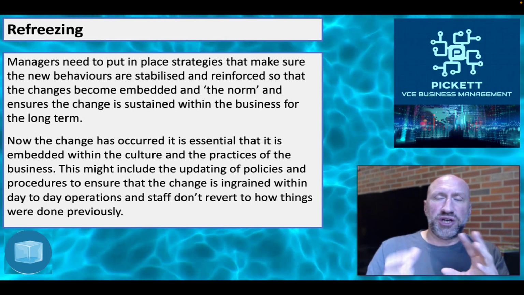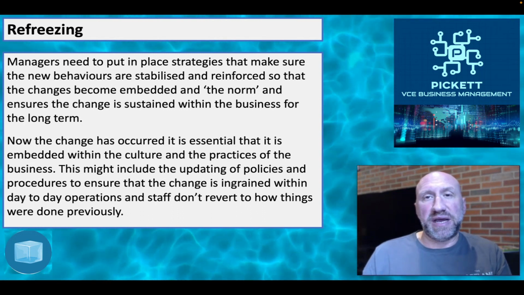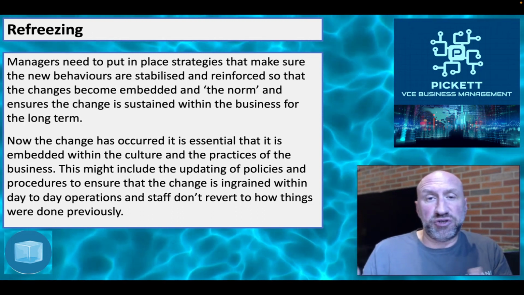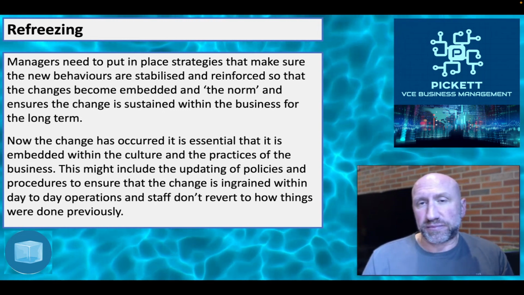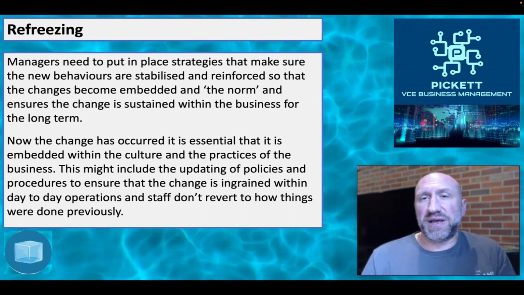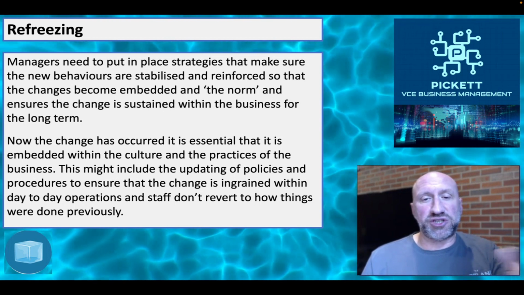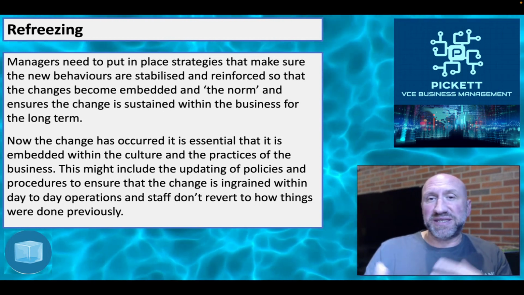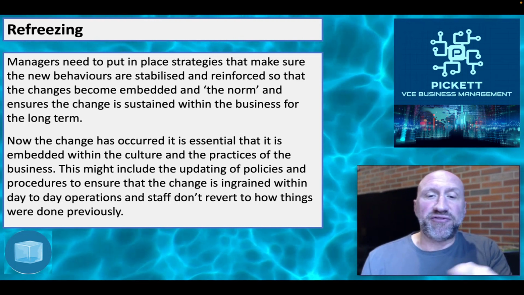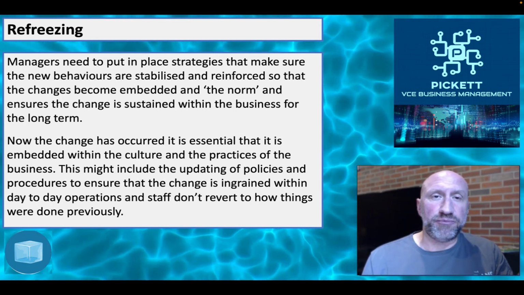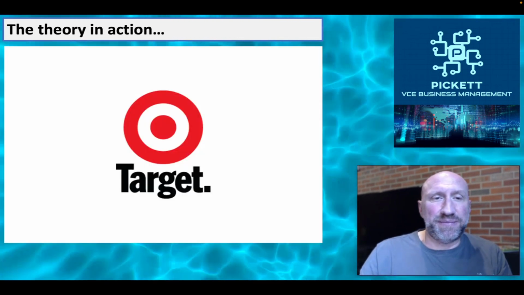So we're looking to change from the old to the new and make sure that the new becomes embedded in people's minds and in the way they do things. So now the change has occurred, it's essential we embed it in the culture and the practices. That might include updating some policies and procedures within the business to make sure that the change is ingrained within the day-to-day operations and just how people do things, and that staff don't then revert back to how they did things previously, because then obviously you're undoing the change. Okay, so fairly simple, I think.